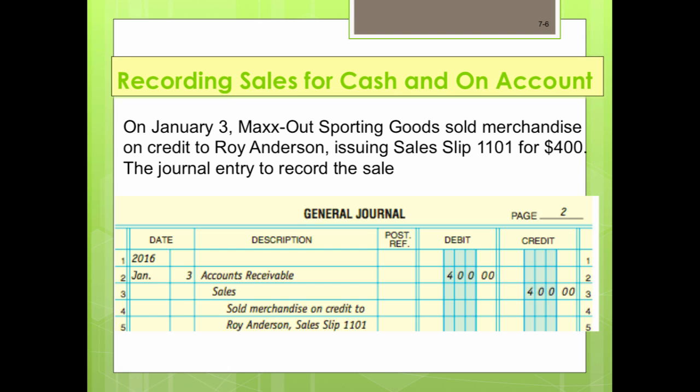Remember that accounts receivable is used because they have not given cash to us yet. So we have to record an accounts receivable, knowing that that money is owed to us in the future in cash.